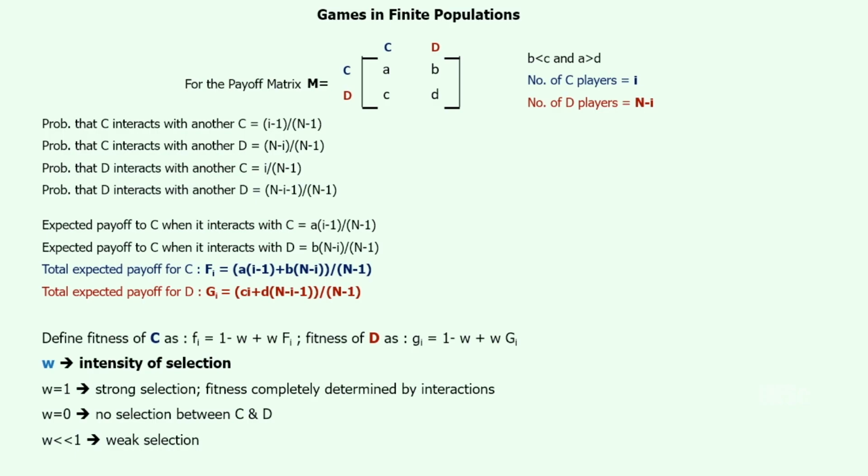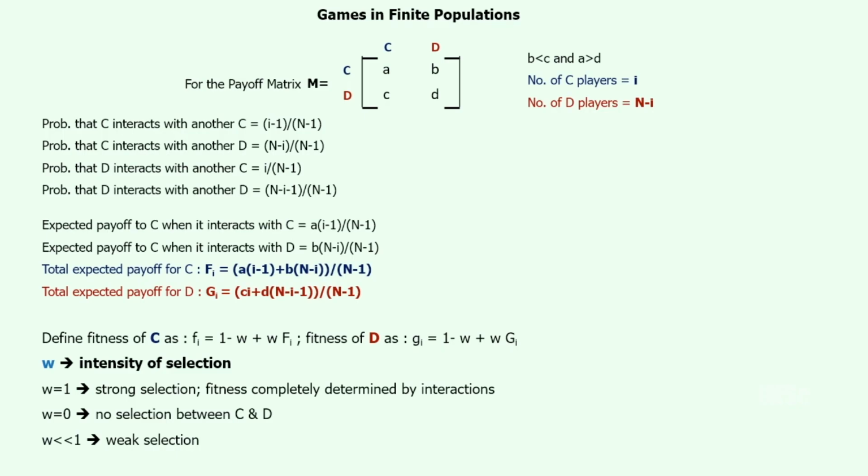So we can define fitness in this form, where we introduce a parameter W, which is called the intensity of selection. It will become clear why it is so called later on. This essentially tells you the likelihood that the fitness of an individual is determined by its interactions with other individuals, and to what extent its fitness depends on its own intrinsic fitness, okay? In this format, I have assumed that if you look at just the intrinsic fitness, there's no difference in intrinsic fitness between the two players. So this quantity is 1.